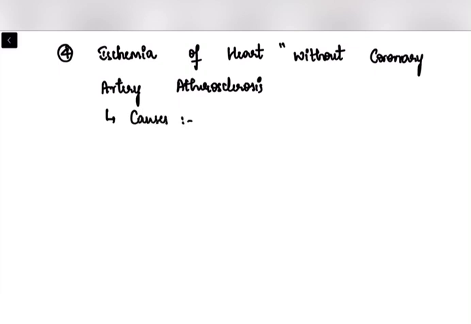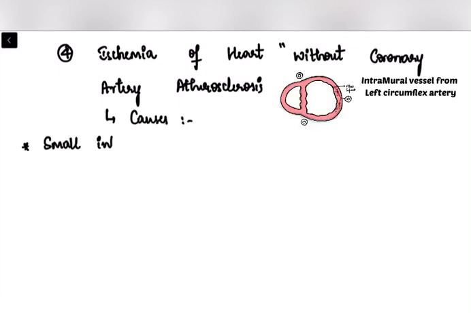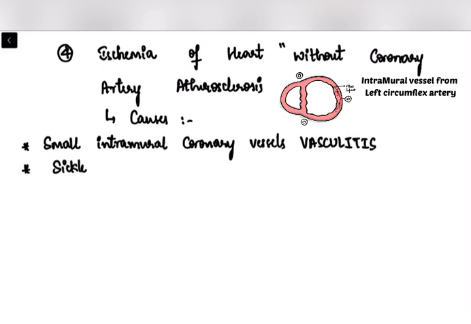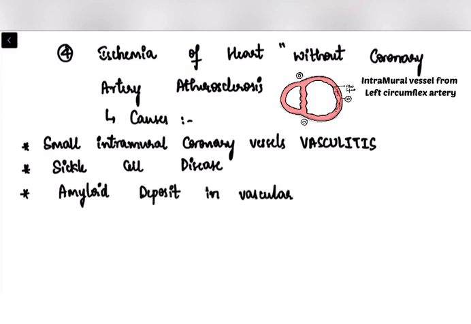How? What are these causes? Let me discuss. One is small intramural coronary artery vessel vasculitis. Intramural means the muscle wall of the heart. There are small vessels inside the heart that arise from the main coronary arteries. They may undergo vasculitis. Or in sickle cell disease, the sickle cells may lodge in the small intramural vessels and cause occlusion. And there may be amyloid deposition in those vessels.